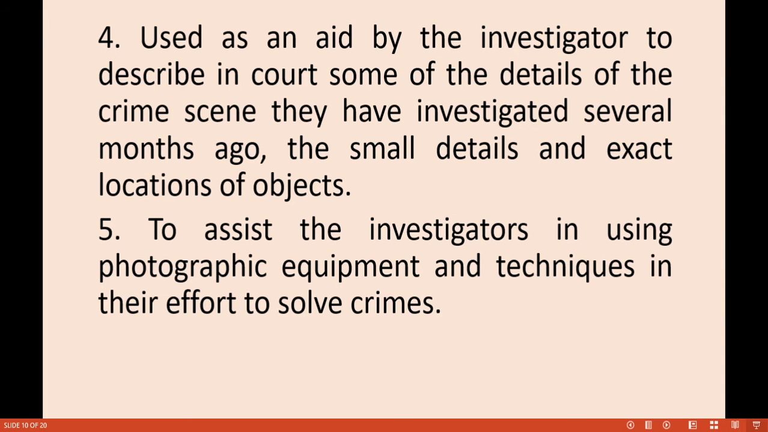4. Use as an aid by the investigator. 2. Describe in court some of the details of the crime scene. They have investigated several months ago the small details and exact location of objects. Number 5 is to assist the investigators in using photographic equipment and techniques in their effort to solve crime.